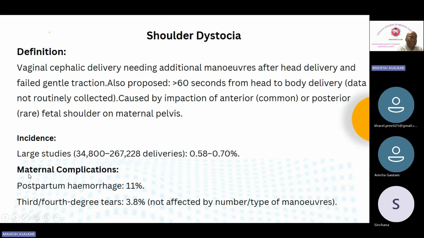Different population, yes. Coming to the maternal complications, PPH is seen in 11% of cases. Then third and fourth degree perineal tear is seen in 3.8% of cases, and this is not affected by the type of maneuver which you are doing. We know shoulder dystocia has many maneuvers, but irrespective of the type, the incidence of third to fourth degree tears is around 3.8%. So postpartum hemorrhage is around 11%, third and fourth degree tears around 3.8%.